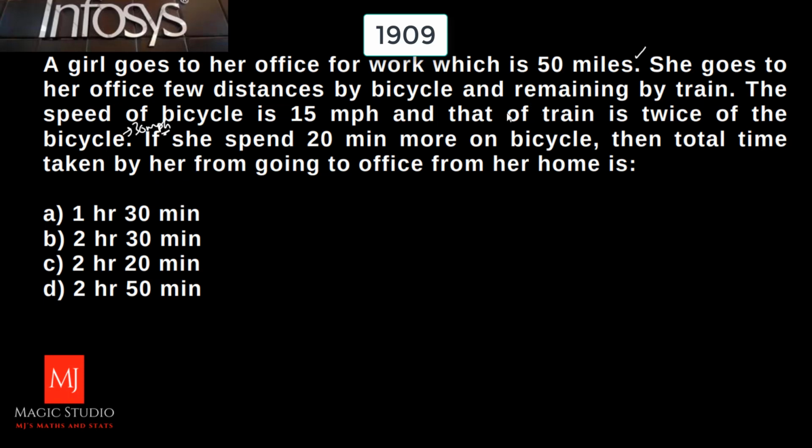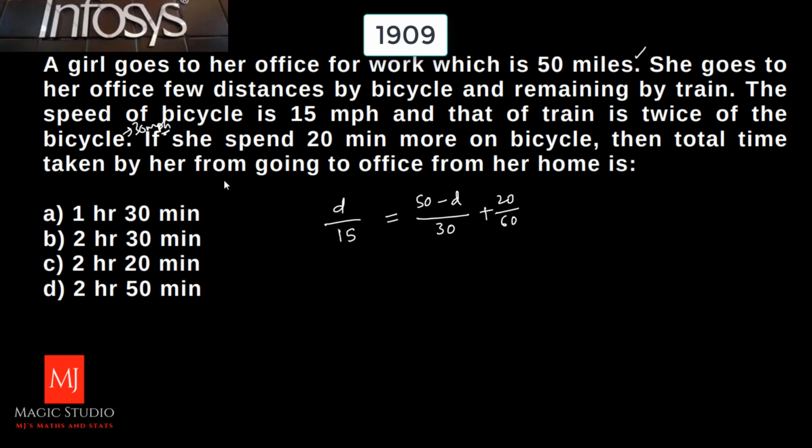So the distance traveled on bicycle is d. Then time taken would be d by 15. And if the distance traveled on the train is 50 minus d, the time taken would be (50 minus d) by 30 hours. If she spent 20 minutes more on the bicycle, that means bicycle time is train time plus 20 minutes. 20 minutes in hours is 20 by 60. So if we solve this, we can find the value of d.